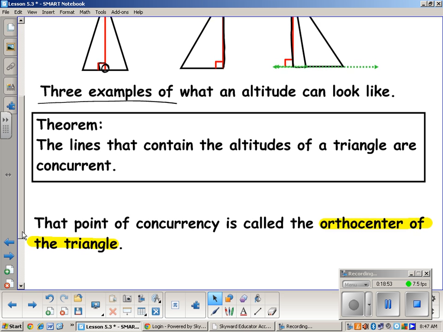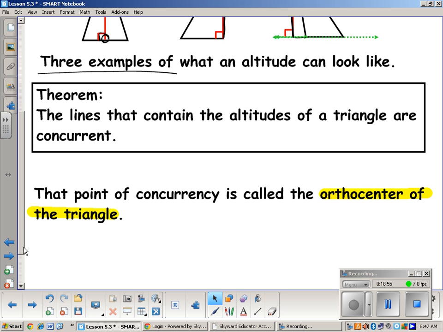Now, the theorem that goes along with it: the lines that contain the altitudes of a triangle are concurrent. That means all the lines that contain those altitudes will all meet at the same point. That point is called the orthocenter. And here's what you'll like about it. There's nothing special about it. There's no circles involved. There's no 2/3, 1/3. It's just what it's called when this happens.